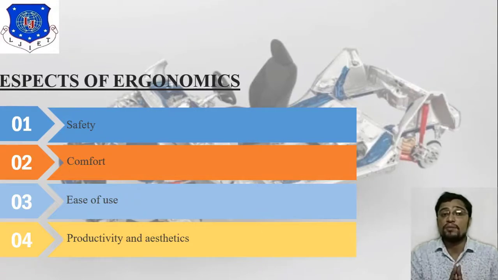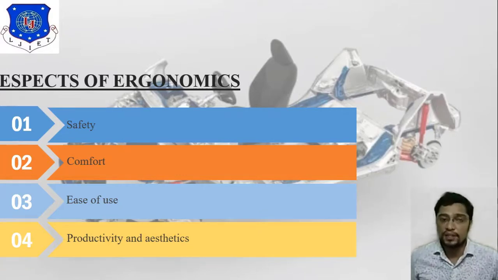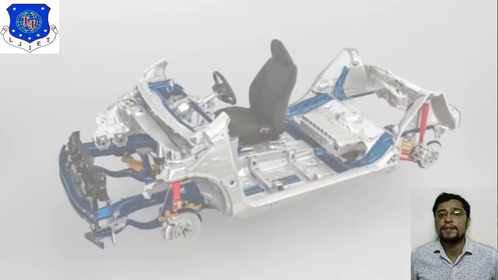So in aspects of ergonomics, there are mainly five different parameters. First, that is safety. Second one, that is comfort. Third one, that is ease of use. Fourth one, that is productivity, or you can take performance. And last one, that is aesthetics. So move forward to the next slide.